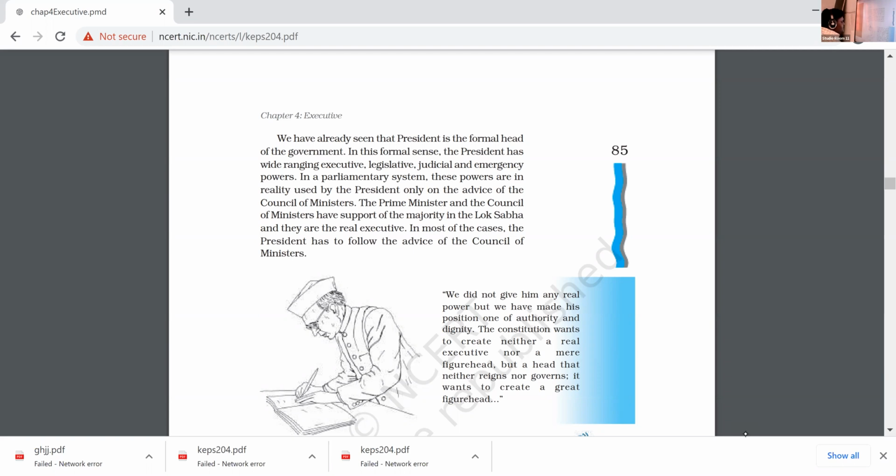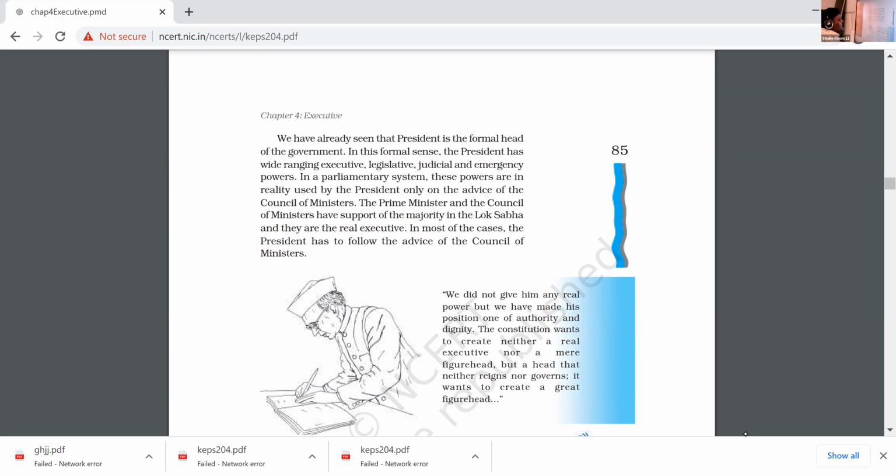Clear? The president is the nominal head of the country. At the same time, he has wide-ranging powers with him. What type of powers? Executive powers are there with the president. Legislative powers are with the president. Judicial powers are with the president. Emergency powers also are there with the president.